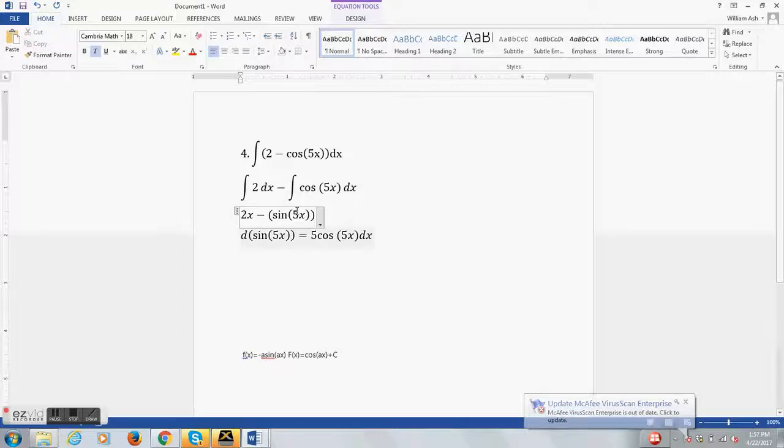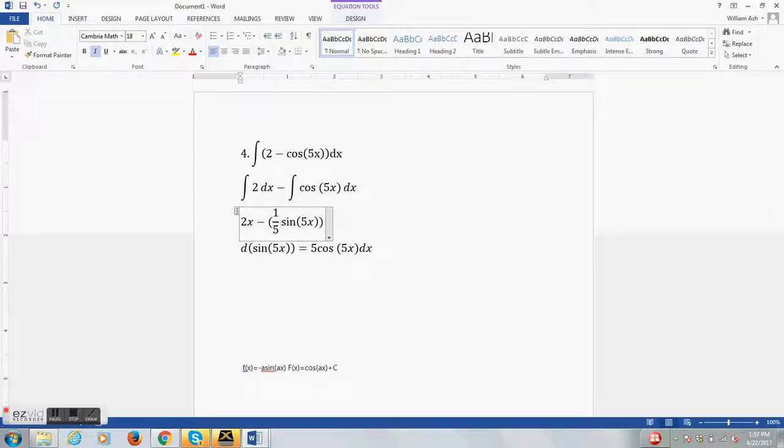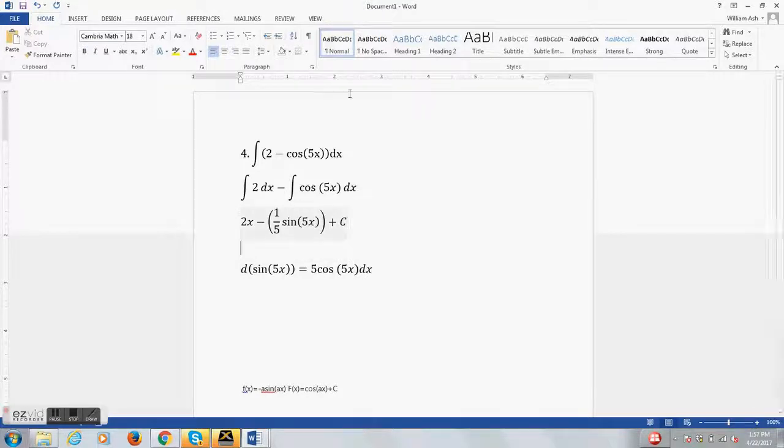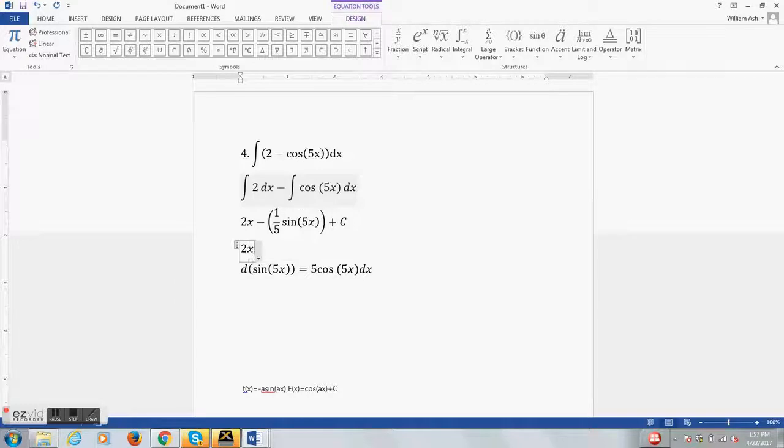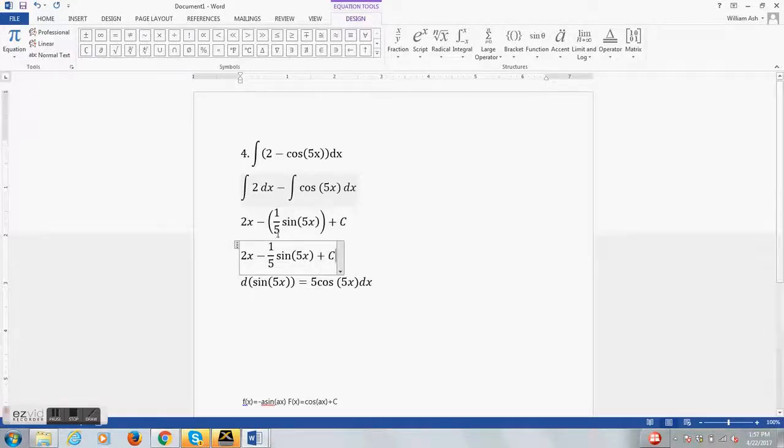So we have to, so to speak, undo the 5. So I put a 1/5 out front, and then there's your plus c. I don't really need these parentheses, so that's why the minus sign is there, because it was already there. And that's where I get my answer: 2x minus 1/5 sine 5x plus c. You see, I can pretty much go straight through.